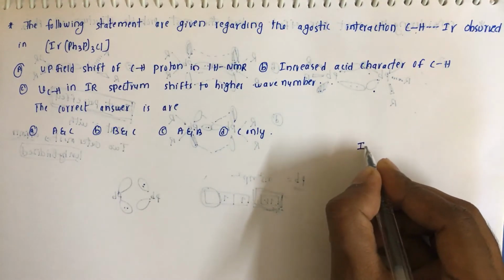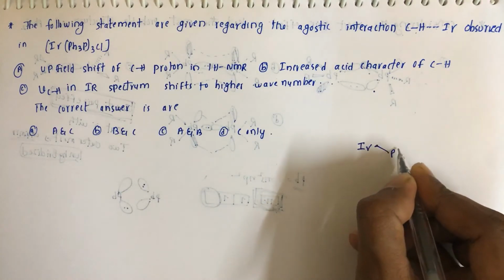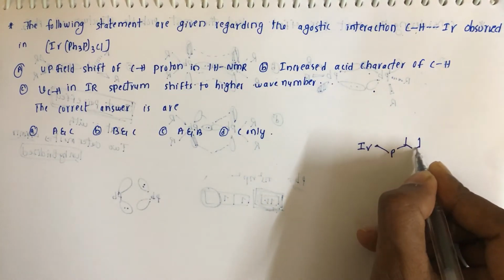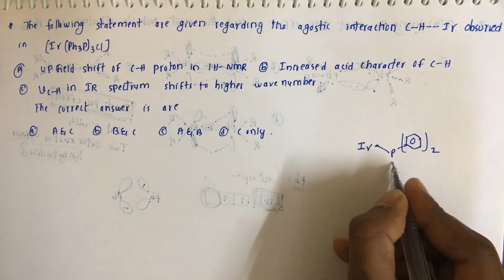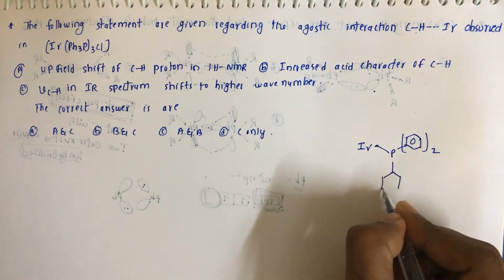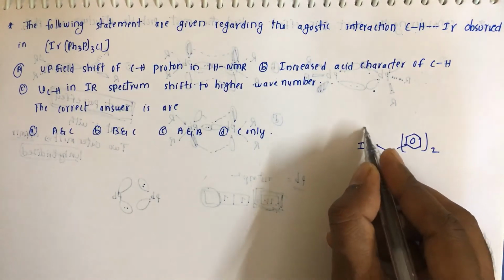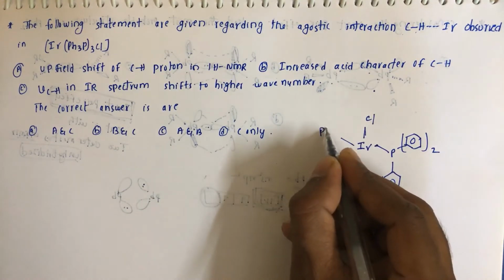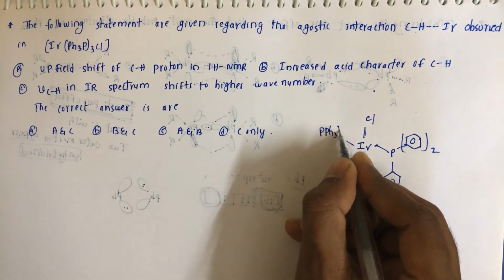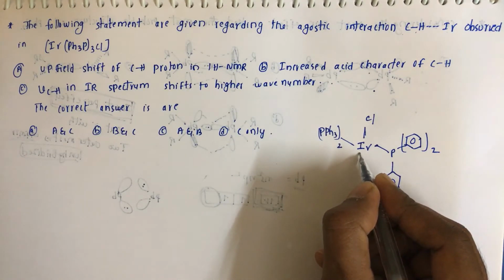So iridium is here, P, this is 2 times. Here I have another phenyl ring, and here we have chlorine, PPh3 twice, and this is the structure.